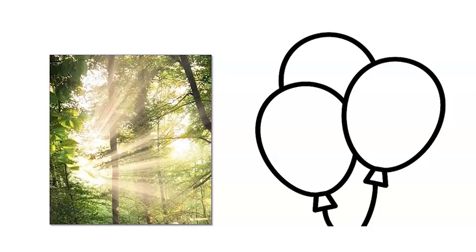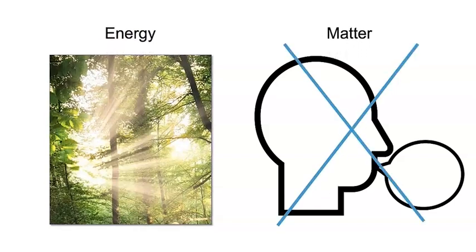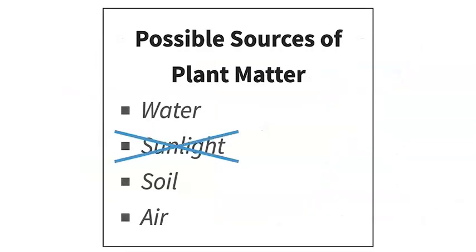Think back to what we learned about air. Air is made of tiny bits of matter called particles that have mass. Even though these particles are too small to see, they can fill a balloon. Do you think we can weigh sunlight or use sunlight to fill a balloon? No, right? The sun is a source of light and heat, which means sunlight isn't matter, it's energy. That means sunlight can't be a source of plant matter, so let's take it off our list.